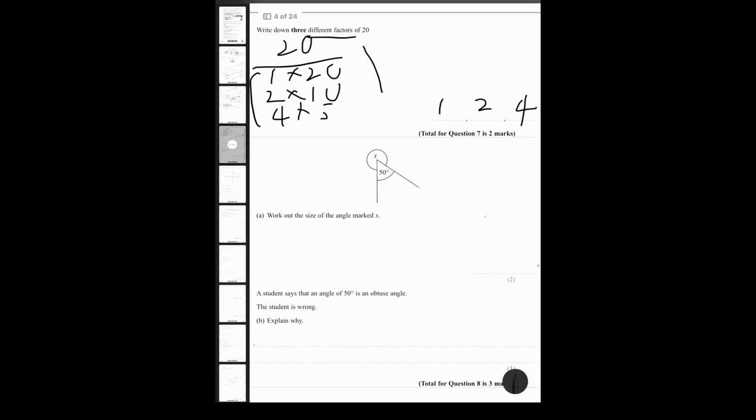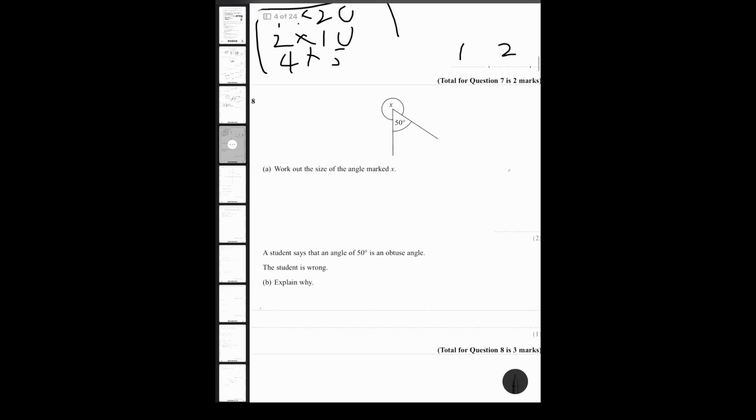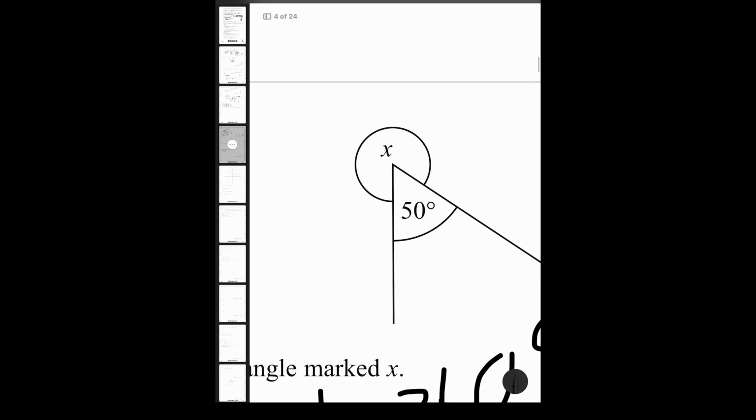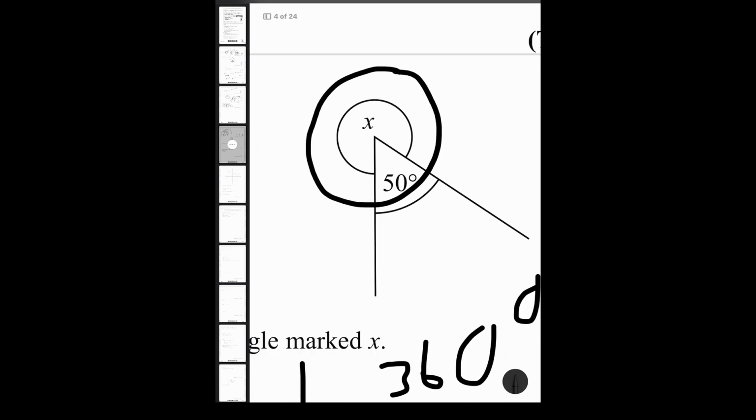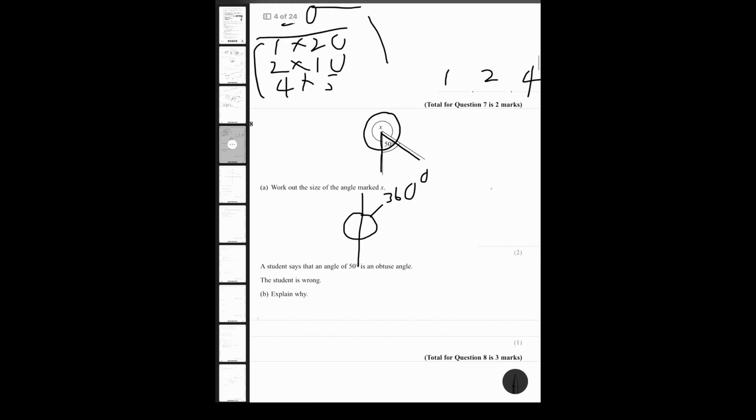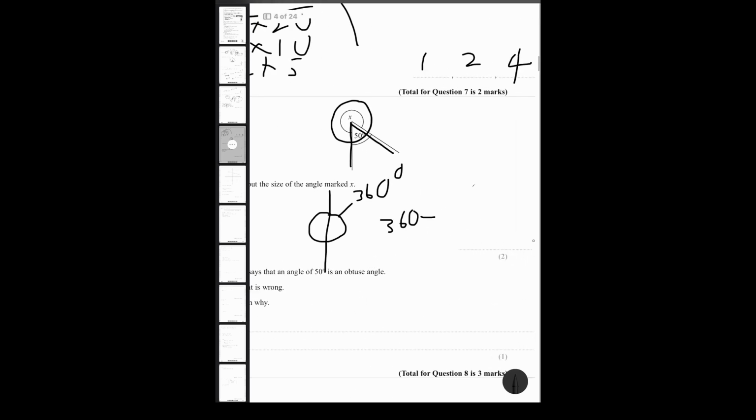And then now, work out the size of this angle marked X. So when an angle is like this, when it's a circle shape, it's always 360. So the total is 360. But this part, 50, is already taken out. So the X is everything left. That means X would be 360 minus 50, which would be 310 degrees.